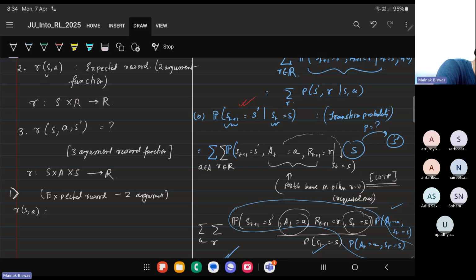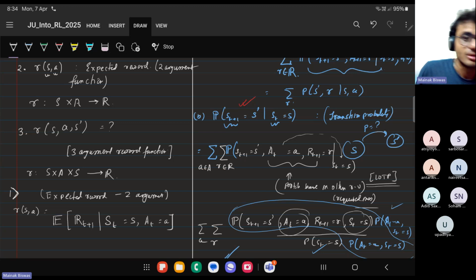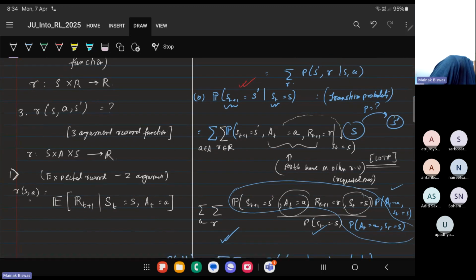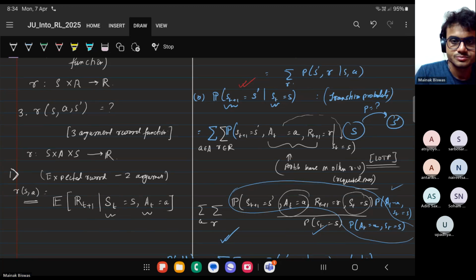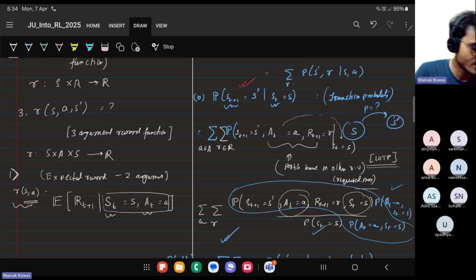So again, S means current state, action means current action. Fine. So this is defined as the expected reward, that is expected reward R_{t+1} given S_t equal to S, A_t equal to A. Is this fine? That's all we are trying to say. So this is a random variable of S comma A, right? As you recall, conditional expectation is a random variable of the conditioning variables, right? You can clearly see S and A is given to me. Therefore, it's a function of S and A.